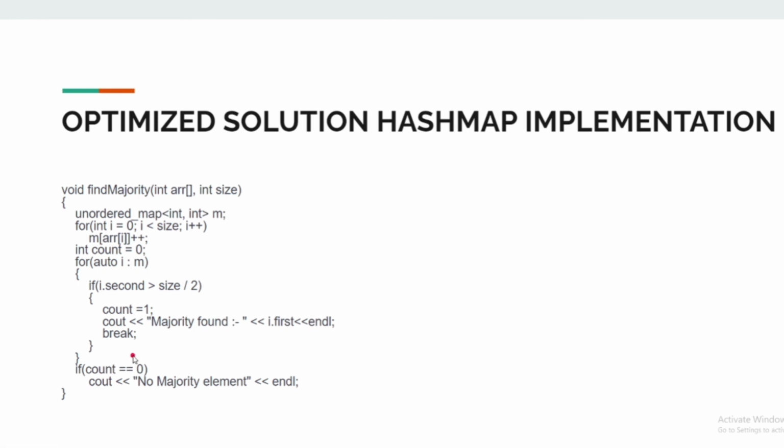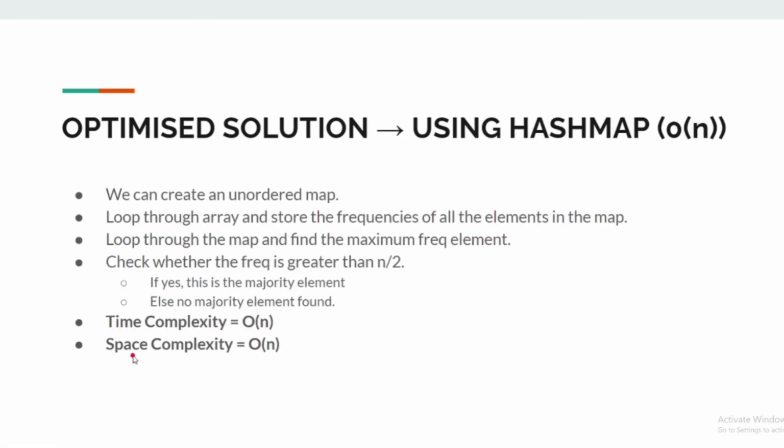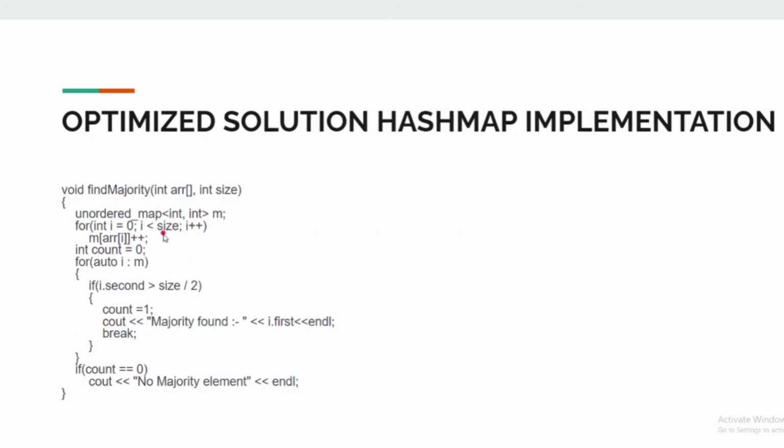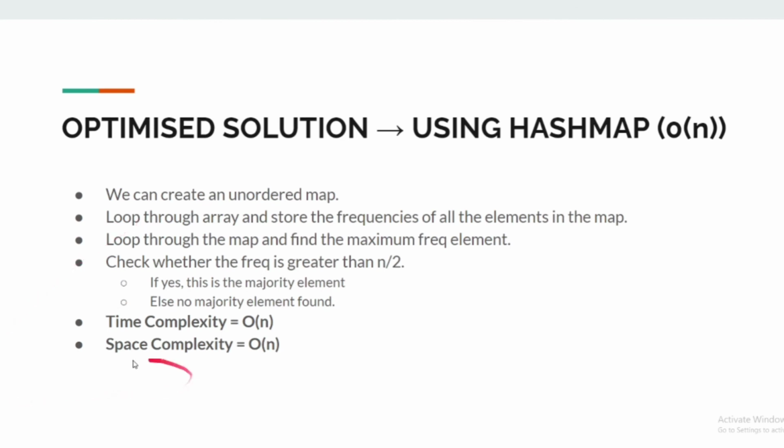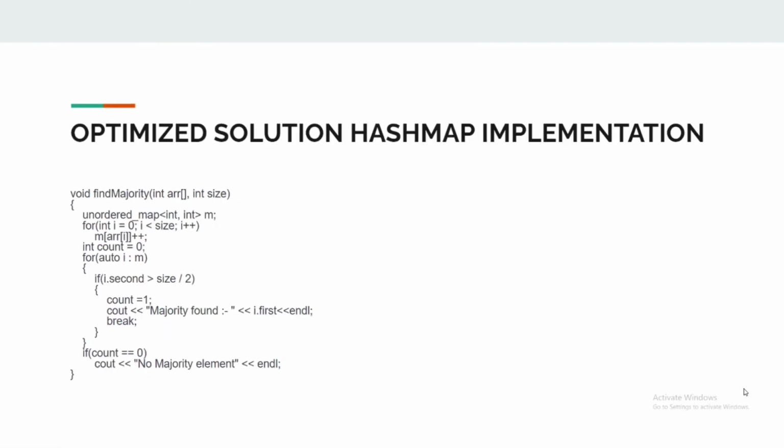So this is the solution using our hash map, and this takes O of n time, which is the best so far. But another thing is that it takes O of n space complexity also, because we are creating a map that will store the frequency values of all the elements. The worst scenario is when all the elements in the array are different, so the size of the map will be n, the size of the array. That is why the space complexity is O of n in this case, and time complexity is also O of n. So this is the hashing implementation of this particular problem.